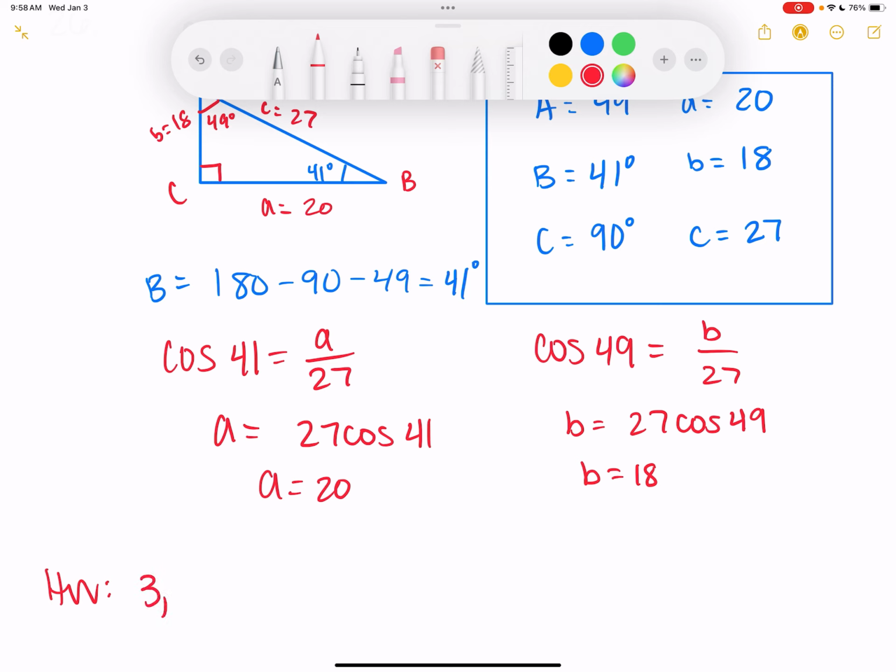Three, 7, 11, 13, 17, 23, and 27. So like I said, you'll have time tomorrow. You don't need to do this for homework, plus it's Wednesday.